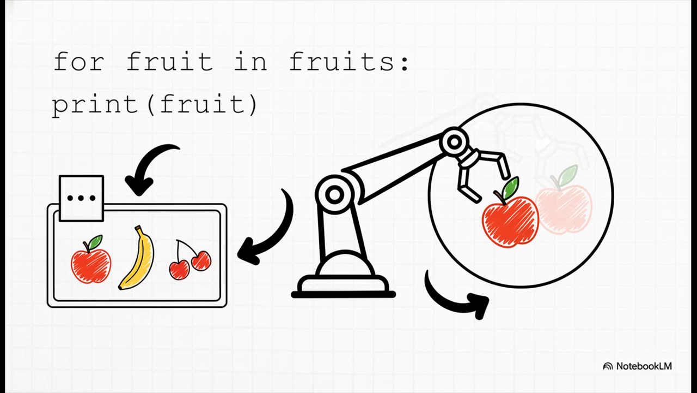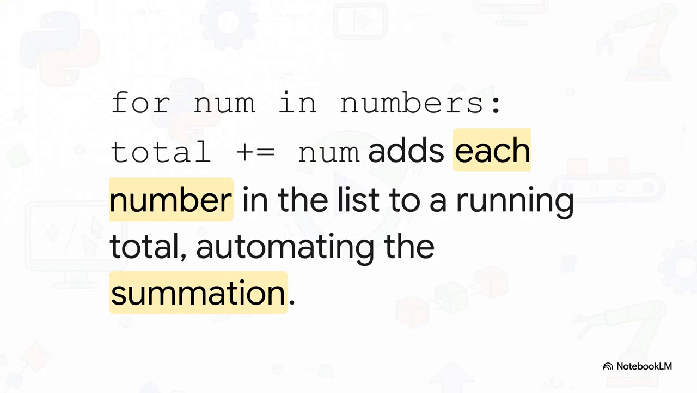So the first time through, the variable fruit becomes apple, and the code prints apple to the screen. Then Python just automatically moves on. The second time through, fruit becomes banana, and it prints banana. Finally, fruit becomes cherry, it prints cherry, Python sees it's at the end of the list, and the loop is done. That's it.